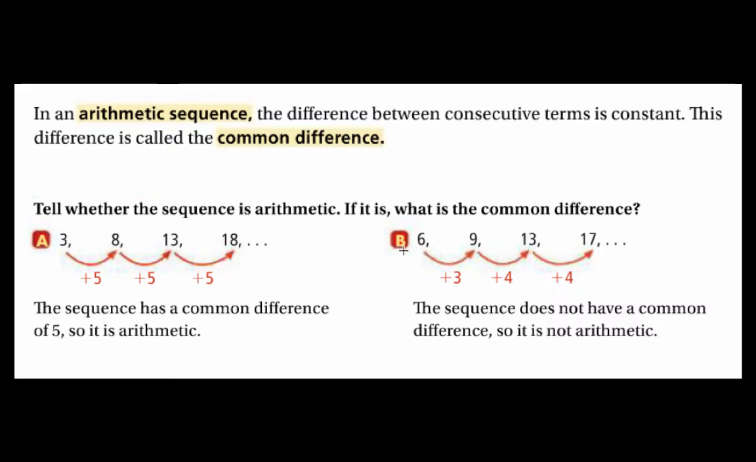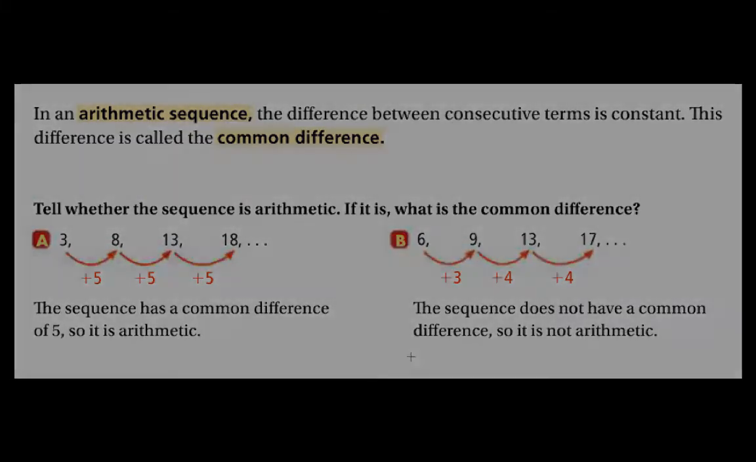In part B, we have 6, 9, 13, 17. Okay, still a sequence of numbers. There may be a pattern here, but it's not arithmetic because the difference between 6 and 9 is 3, and then after that we have a difference of 4. Okay, 9 to 13, there's a difference of 4. 13 to 17, there's a difference of 4. So we would not call this an arithmetic sequence.